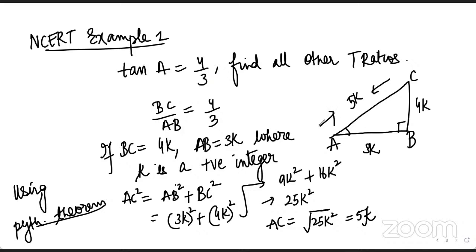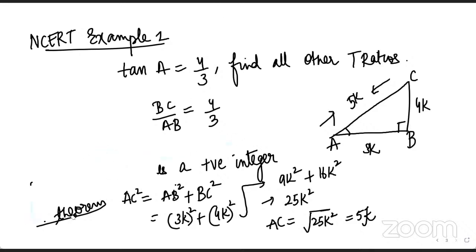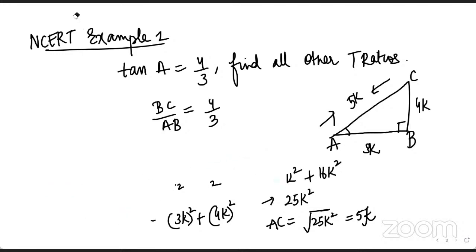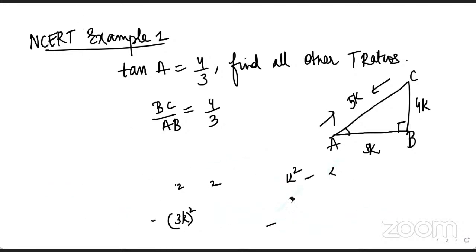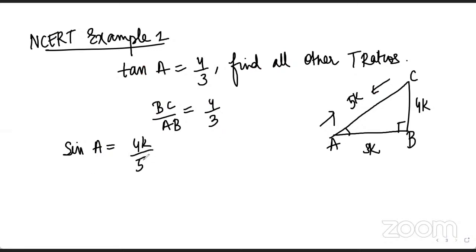Now I can find all the other five trigonometric ratios. For that, I'll be clearing the board. Okay, continuing. My first ratio, which I'll be interested in finding, is sine A. Sine is perpendicular upon hypotenuse. So this will be 4K upon 5K. K gets cancelled. It will be 4/5.